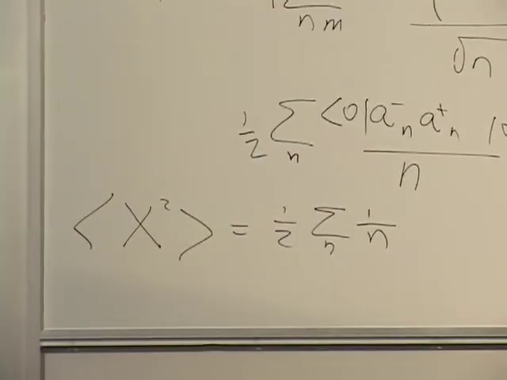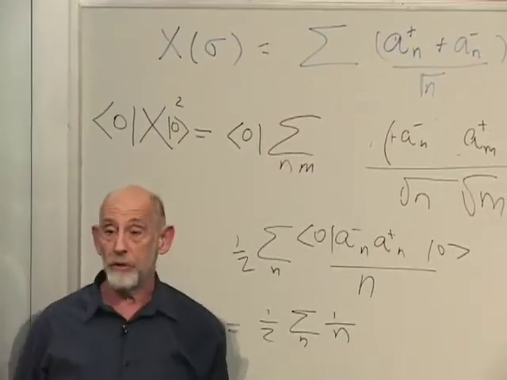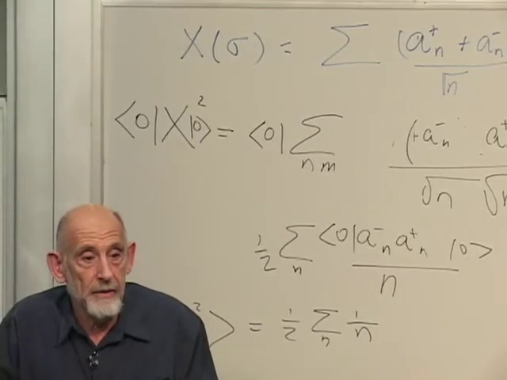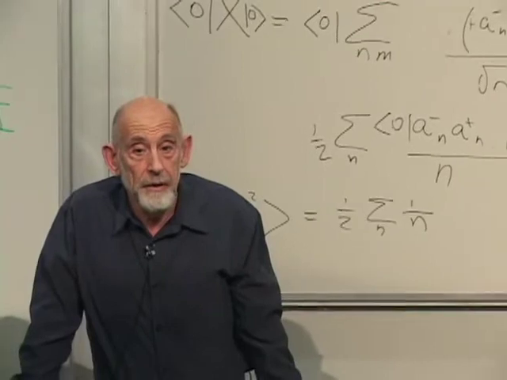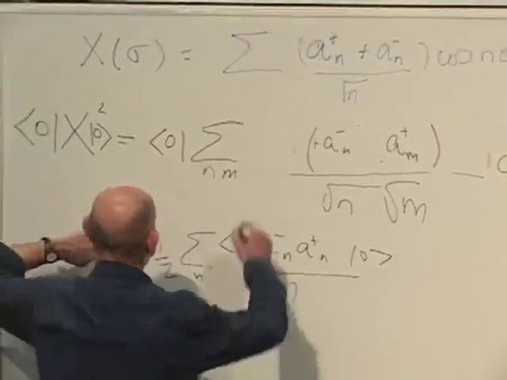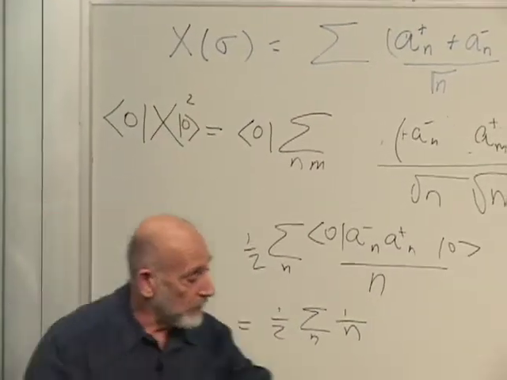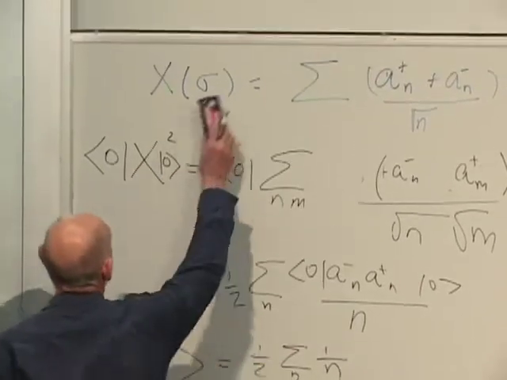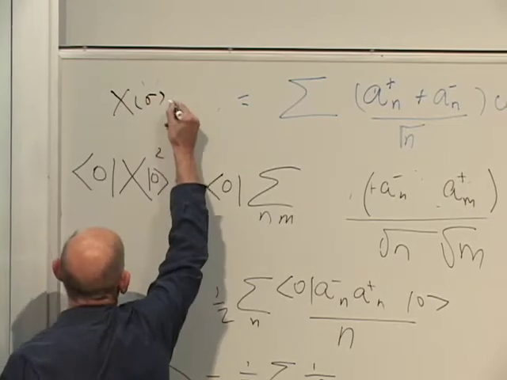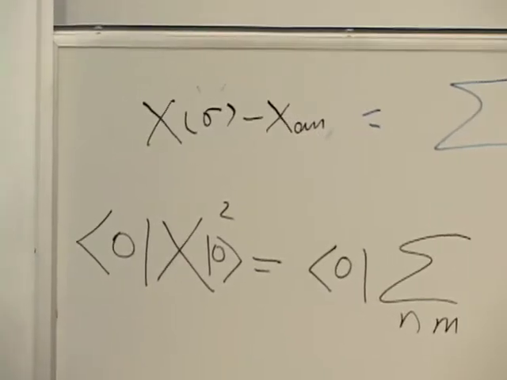Now, first of all, what is x squared? What is x? I wrote here x of sigma, but I left out one term. Does anybody know what the term that I left out is? The center of mass motion. There's one term which corresponds to zero frequency, which is just the center of mass. So really, the thing that I've calculated was the average of the position of the string at point sigma minus the position of the center of mass. Think about that for a moment. What's it mean?